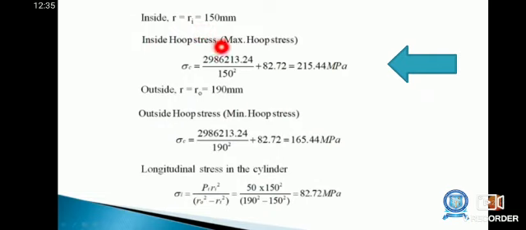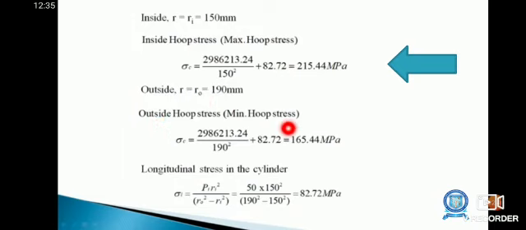So inside hoop stress, that is the maximum stress, sigma C. So circumferential maximum stress we have calculated. We have applied the B value and the R value, that is Ri 150 square, plus A 82.72. So that is the maximum circumferential hoop stress, 215.44 megapascal.